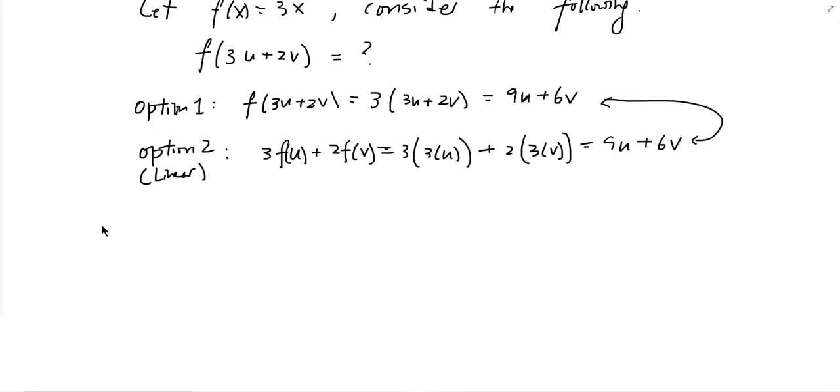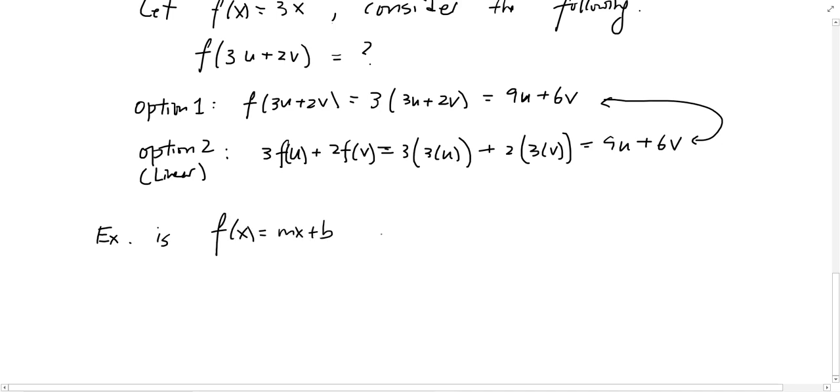So what happened to this function then? Is the function f of x equal mx plus b linear? And you might be thinking, of course it is. That's what we learned back in 8th grade. Well, I have bad news for you. Your 8th grade teacher has been lying to you. The function f of x equal mx plus b is actually not linear, as linear is defined in linear algebra. I'll show you why.